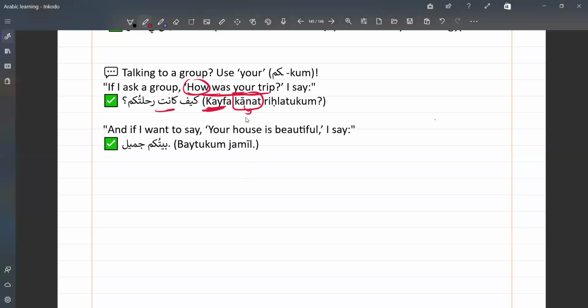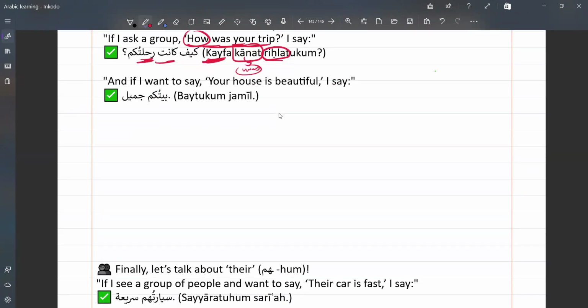So kaifa means how, kanat means was, and rahla in Arabic means trip. So if I say rahlatukum, it means your trip, simply your trip, right? Since we are talking to a group, we use the word rahlatukum, right?